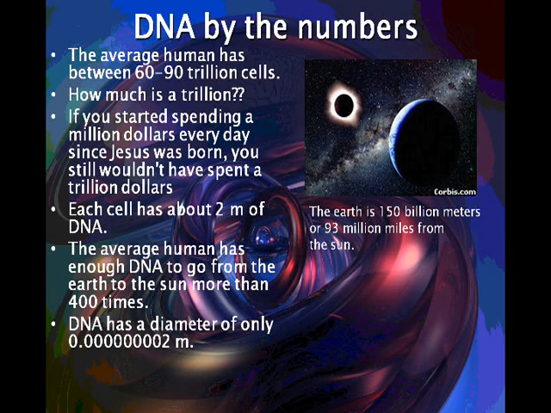Here are just some fun little facts about DNA. The average human has about 60 to 90 trillion cells. So that's a lot of cells that make up your body. Think about a trillion. That number is kind of hard to comprehend. It's not something that you can really manipulate or that you ever really work with.